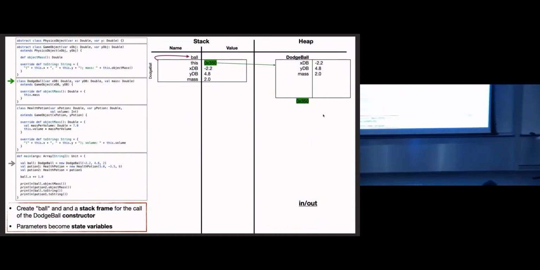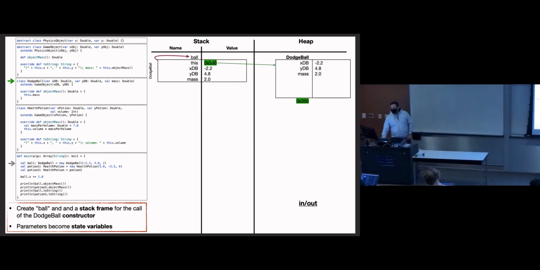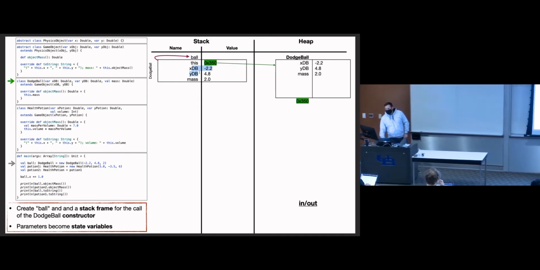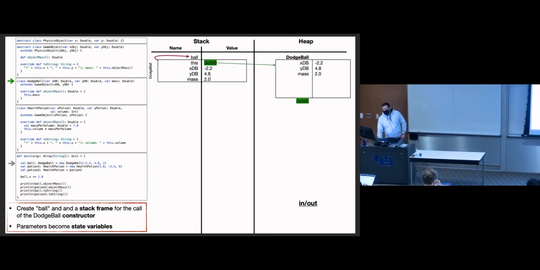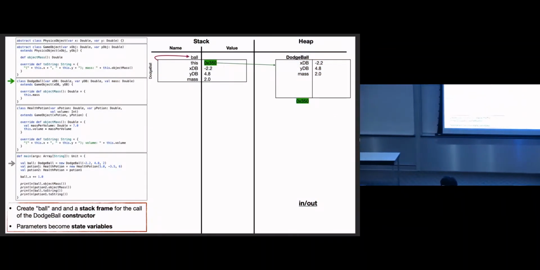So we have this dodgeball being created at memory address 350. This is going to store the reference 350. And then we're going to take all the constructor parameters and add them as state variables to the object that's being constructed.